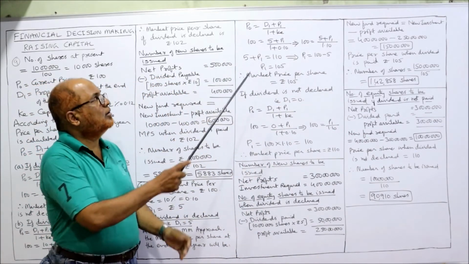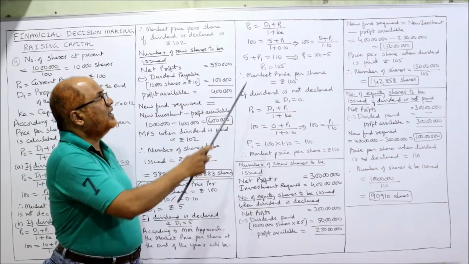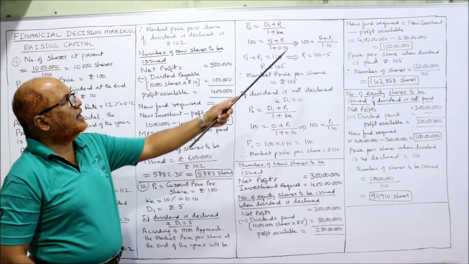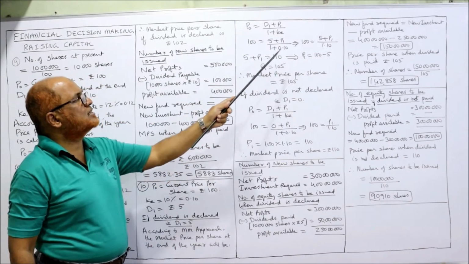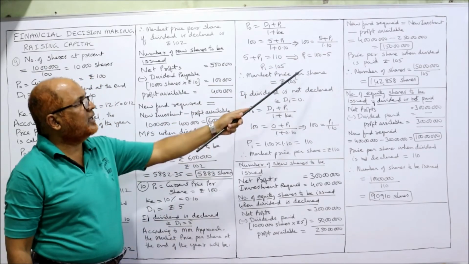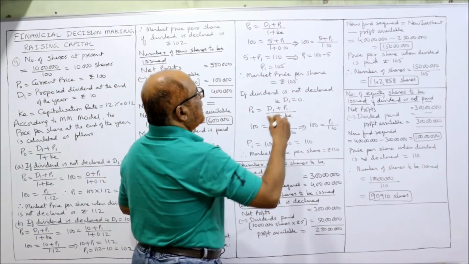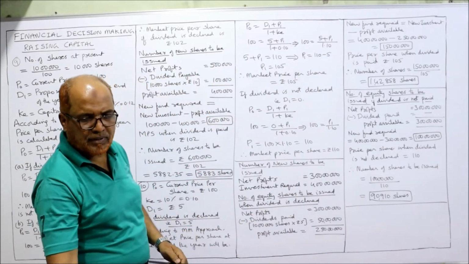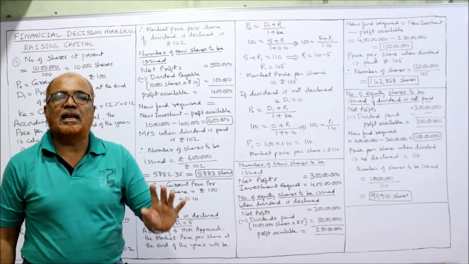How much is the P0? 100 rupees. D1 is 5 rupees. P1 we have to find out. 1 plus Ke is 1.1. That means 100 is equal to 5 plus P1 divided by 1.1. Cross multiply: 5 plus P1 is equal to 100 into 1.1, 110. So P1 is 110 minus 5. You will get 105. So 105 is the market price per share if the dividend is declared.